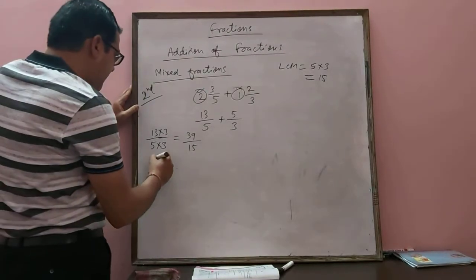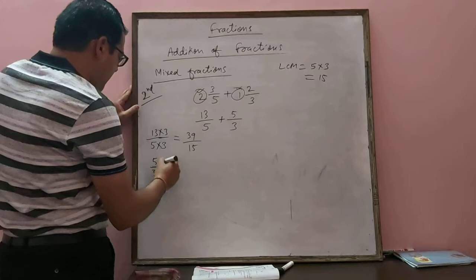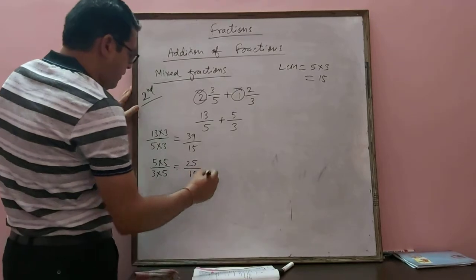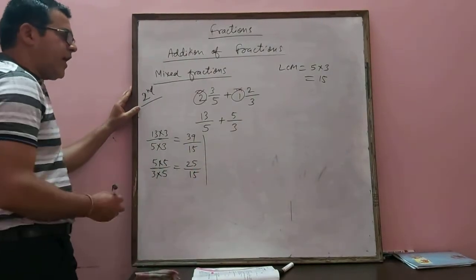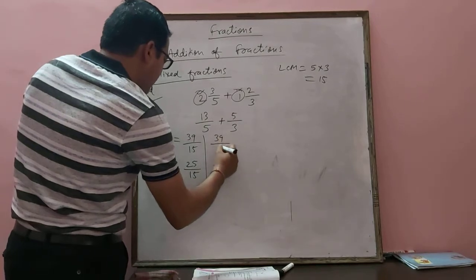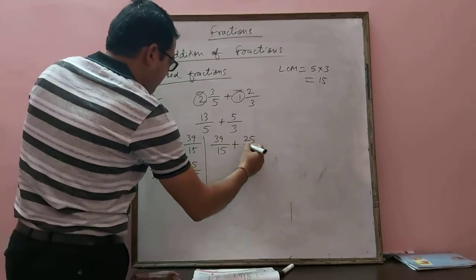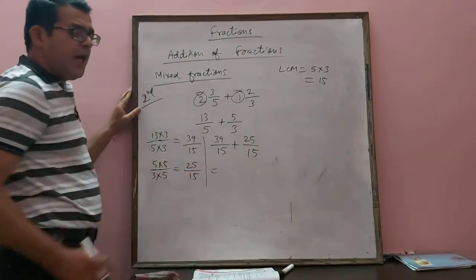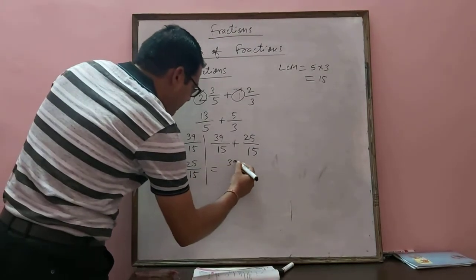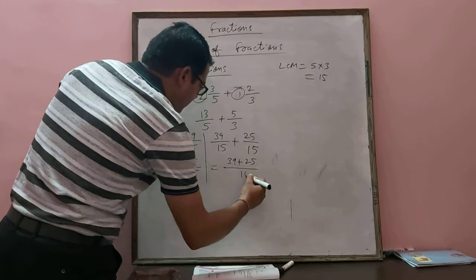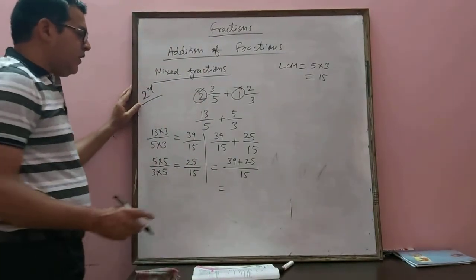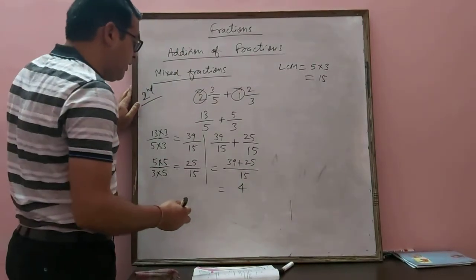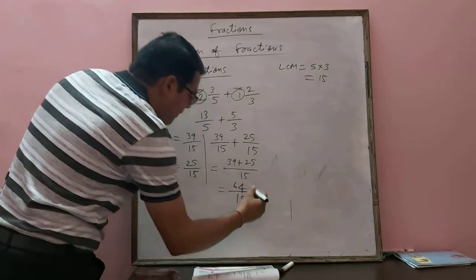Right? And the second is 5 by 3. If we multiply by 5 on both sides, we will make the denominator 15. Now it is 25 by 15. So these are equivalent fractions or like fractions we can say. So we can write 39 upon 15 plus 25 upon 15. Now you can see these are like fractions and we can add like fractions directly by adding their numerators. Right? So what will come here? 9 plus 5, 14, carry 1, 5 plus 3 is 8 plus 1 is 9... 64 by 15 we have here.